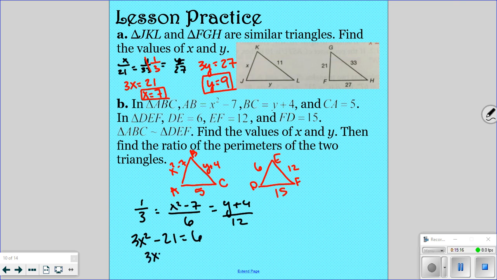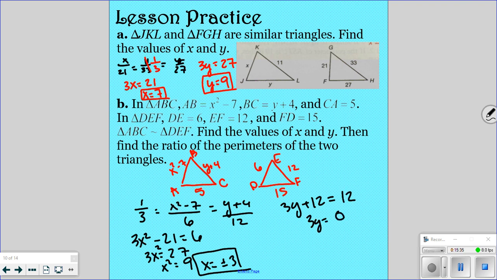So then 3x squared would equal 27, and x squared would equal 9. So x would be plus or minus 3. And then on this other one, 3y plus 12 equals 12. 3y would equal 0, so y would be 0.